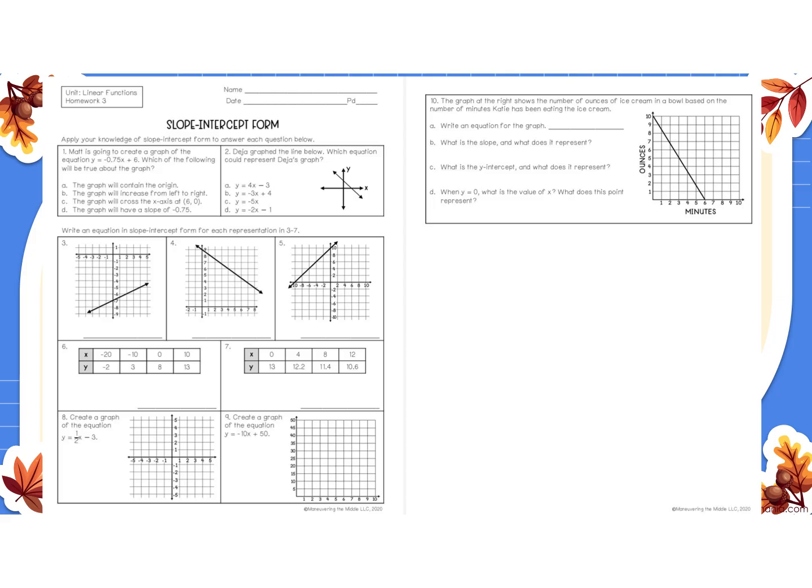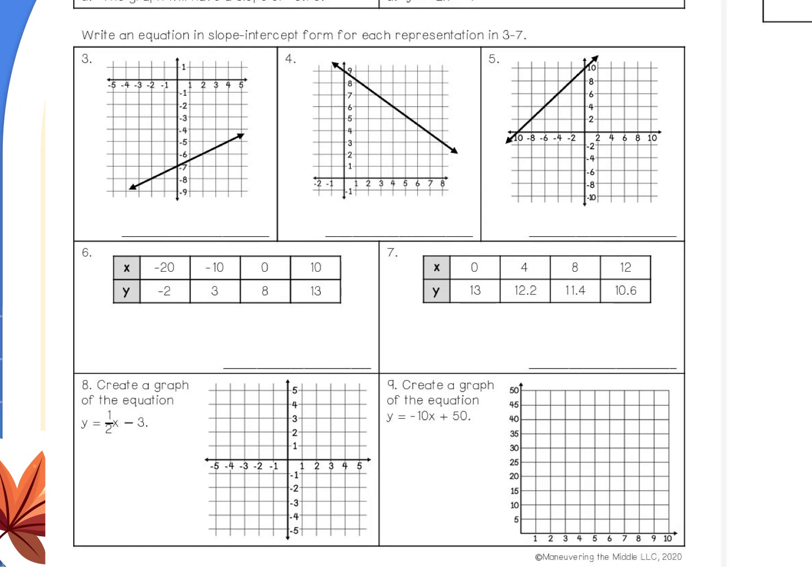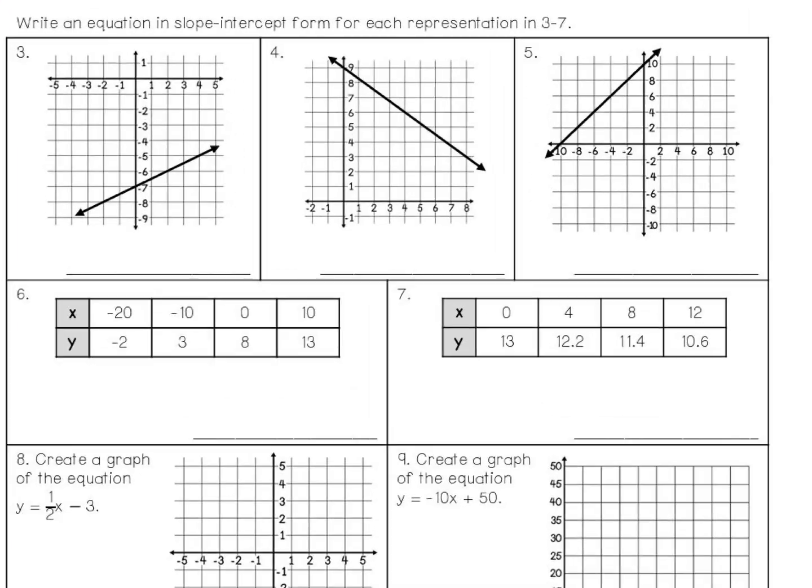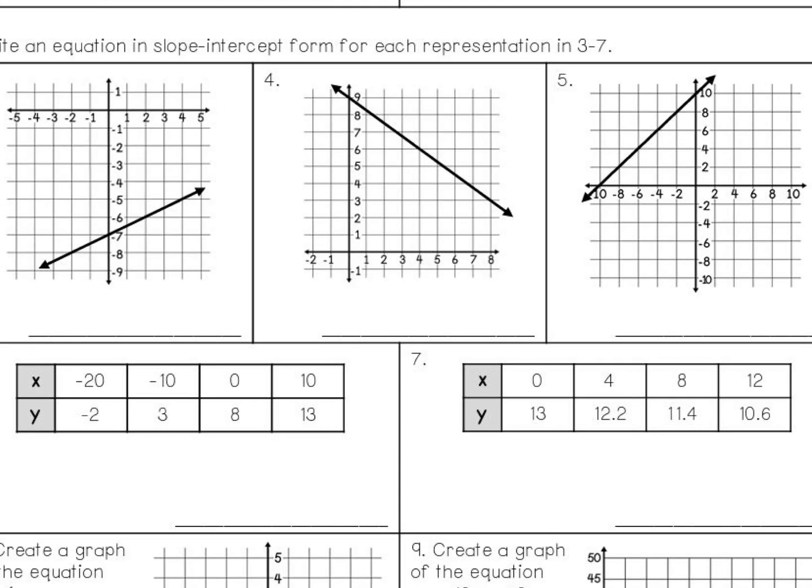Next, we're going to look at our practice from yesterday. I asked you to try 3 through 9. So our y-intercept on number 3 was negative 7. That was my b. Here's a pretty point. Rise 1, run 2. So my equation is y equals 1/2 x minus 7.